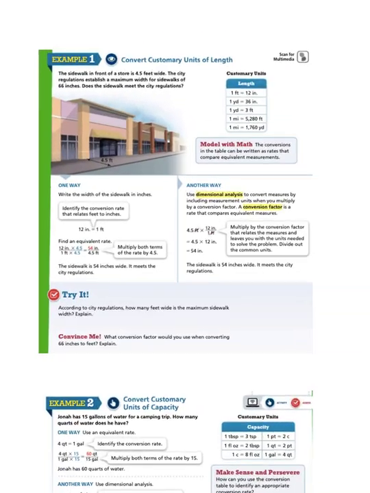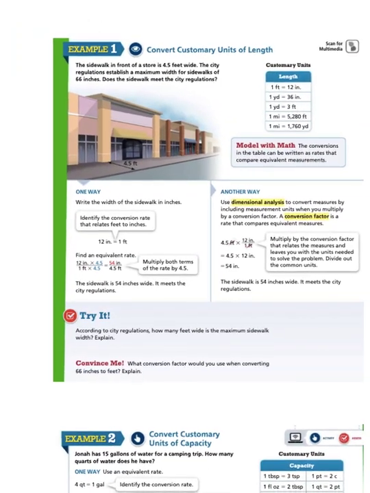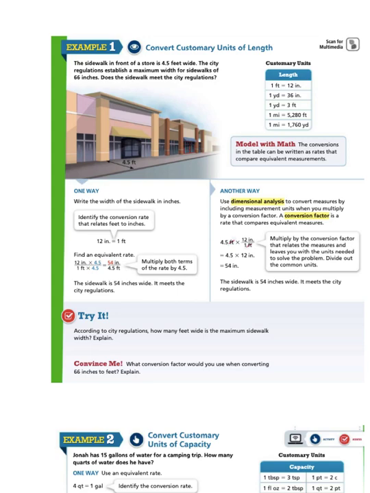So let's look at number 1 here. Example number 1. The sidewalk in front of a store is 4.5 feet wide. The city regulation established a maximum width for sidewalks of 66 inches. Does the sidewalk meet the city regulations? So again, we are talking about feet and inches. So we have to know the customary units and the conversion chart right here for these different things.